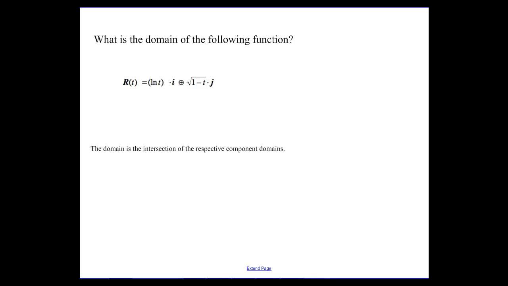So now we have some function r of t, and r of t is the sum of two functions. It's the sum of a function that's all in the i direction plus something that's all in the j direction.